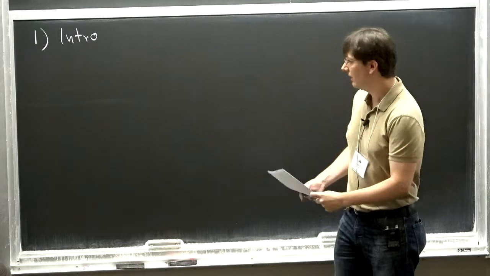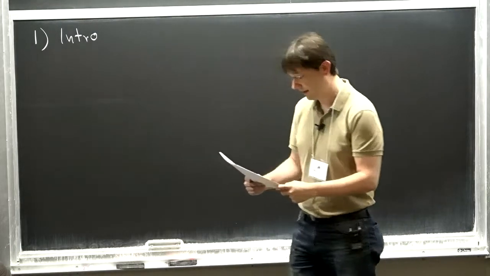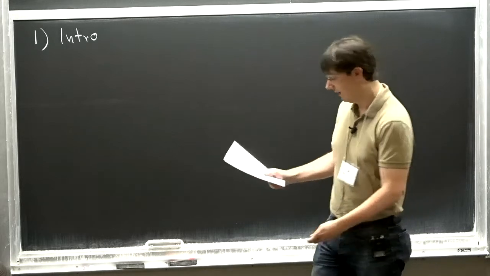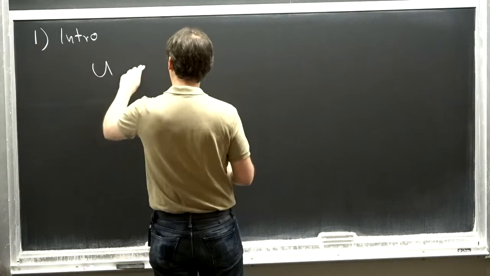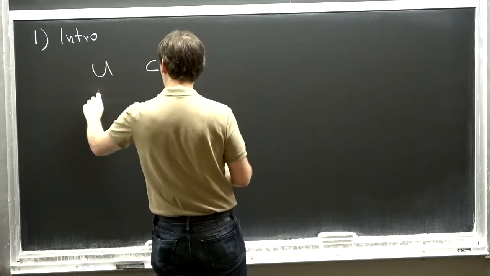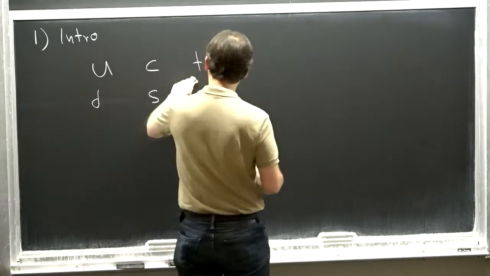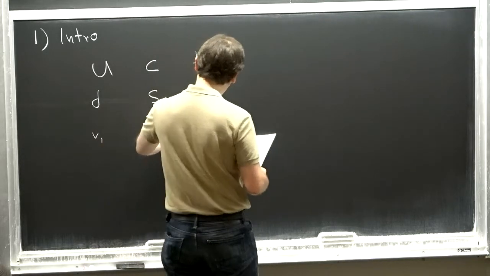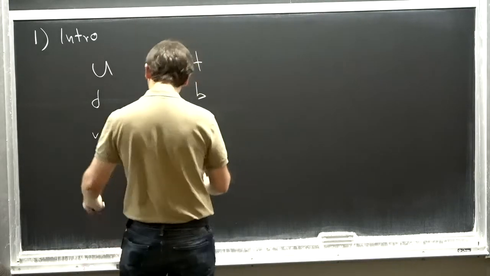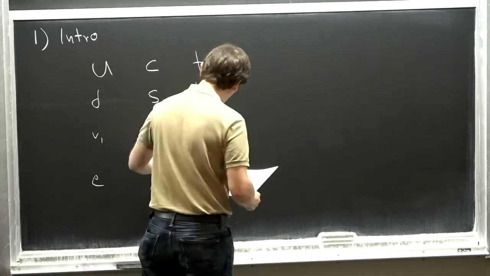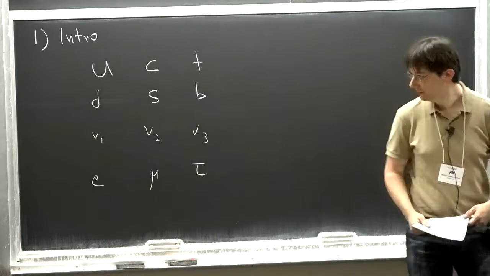As we all know, if you look at the fermion content of the standard model, we have the quarks and the leptons, and they come in three generations. So we have the up quark, the charm quark, the top quark, the down, the strange, the bottom, and then we have three neutrinos, and we have three charged leptons, the electron, the muon, and the tau.